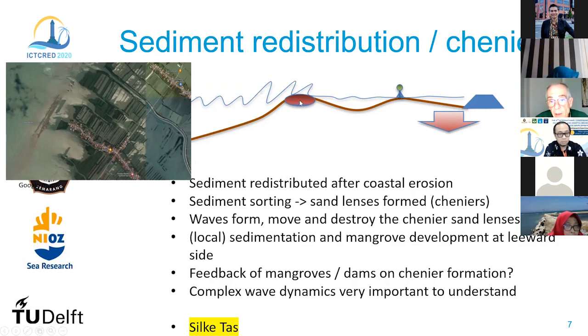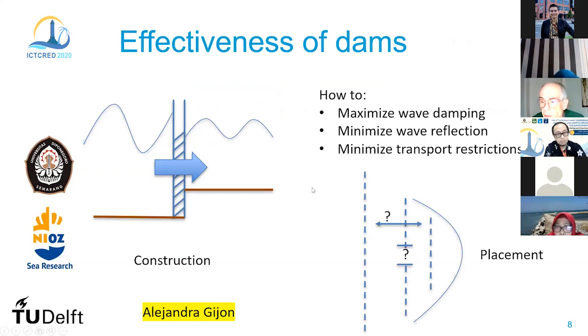And these chenier have a very complex interaction with waves, because the waves form them, the waves move them, and the waves destroy them. And just how that happens and in which seasons that happens has a lot of implications also for what happens at the leeward side of these chenier, because the chenier are a protective force, waves break on them, and often we see that there is an opportunity for mangroves to develop at the leeward side of the chenier. And understanding these complex dynamics is really important if you want to understand how sediment moves in the coastal system.